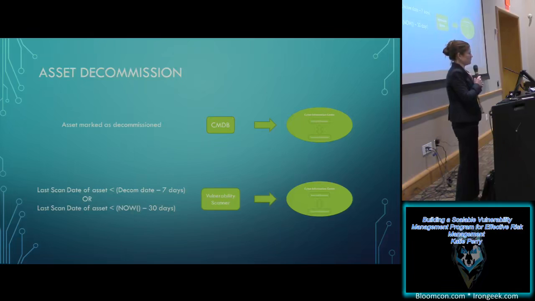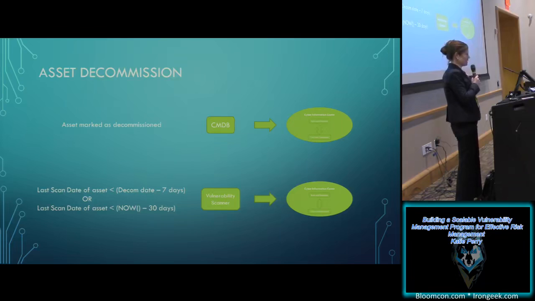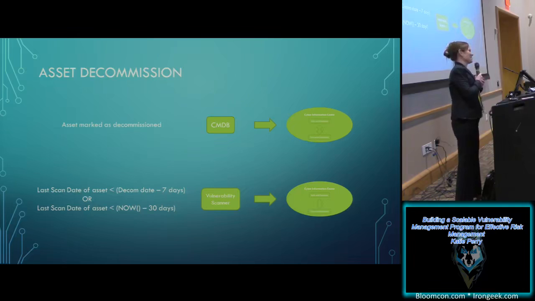So the way we've handled this is, if we haven't seen the host in the past 30 days, in other words, if the scanner hasn't seen it, if the agent hasn't checked in in 30 days, then we consider that, okay, that's decommissioned, that's off the wire. We're going to mark all those findings as fixed.